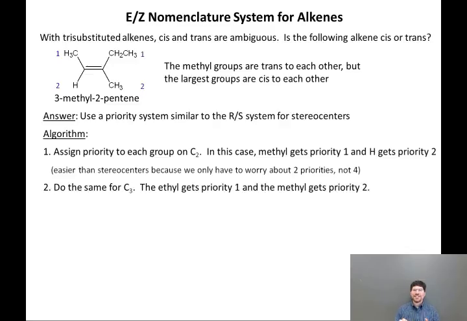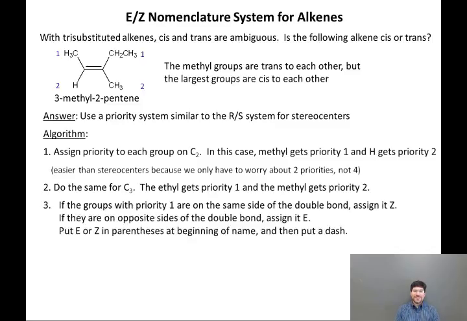So the ethyl gets priority 1 and the methyl gets priority 2. Because in this case we've got a carbon bound to the alkene carbon in both cases, so we need to move out one more atom to the first point of difference, and then we see carbon on the top versus hydrogen on the bottom.